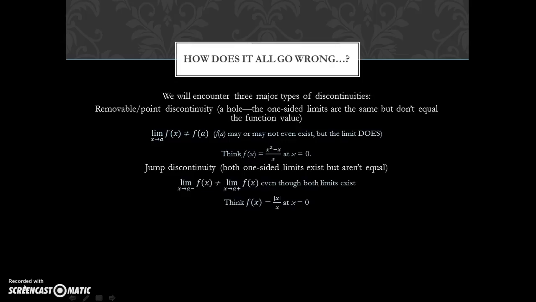Another type is the jump discontinuity. In this case, both one-sided limits do exist, but they aren't equal. So formally, this means the limit as x goes to a from the left of f of x does not equal the limit as x goes to a from the right of f of x, even though both of those limits on either side exist. Think about f of x equals absolute value of x over x at x equals 0.